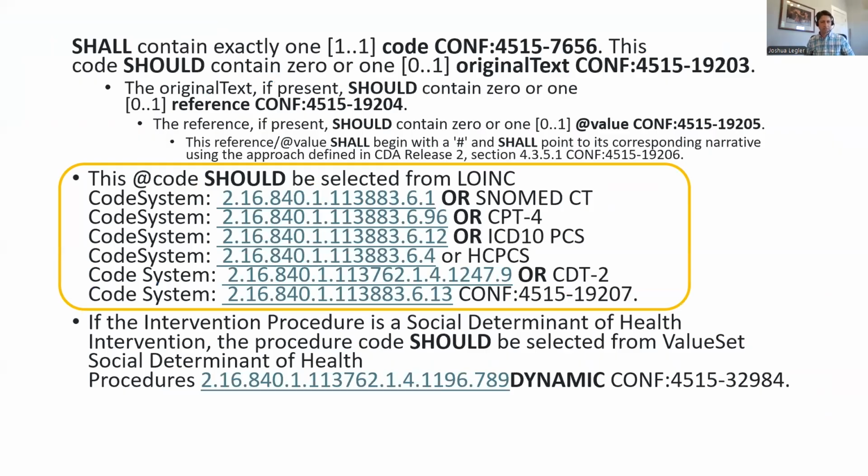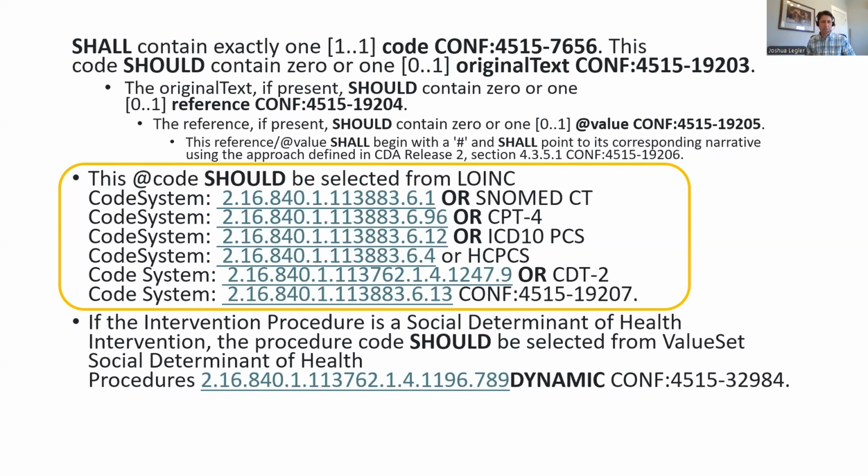If you look at HL7 in the clinical document architecture, this is the specification for how you would encode a procedure that was done on a patient. And you'll see that they give a whole variety of options here. The procedure could be coded using LOINC, SNOMED CT, CPT4, ICD-10 PCS, HCPCS, or CDT2.